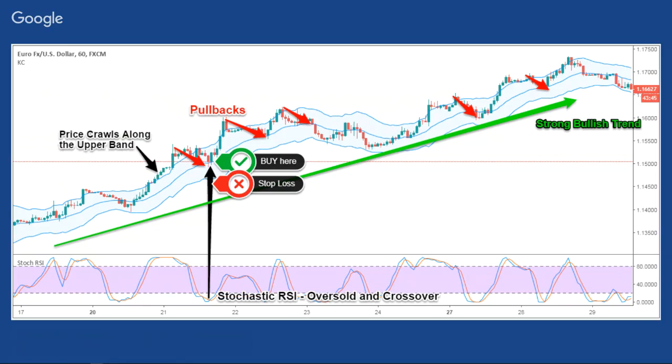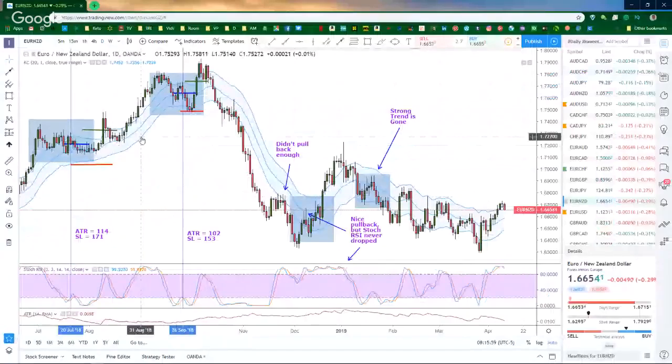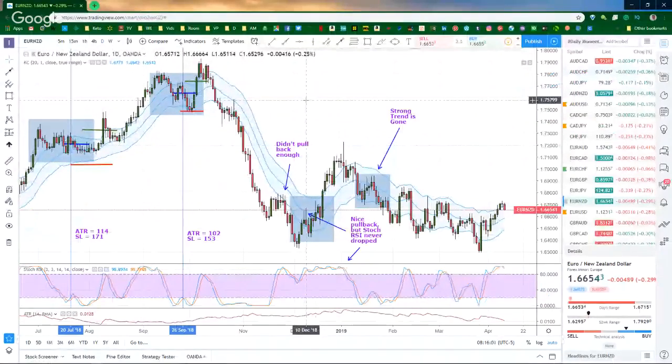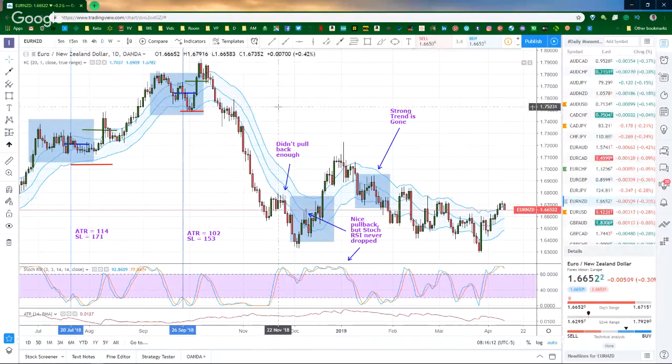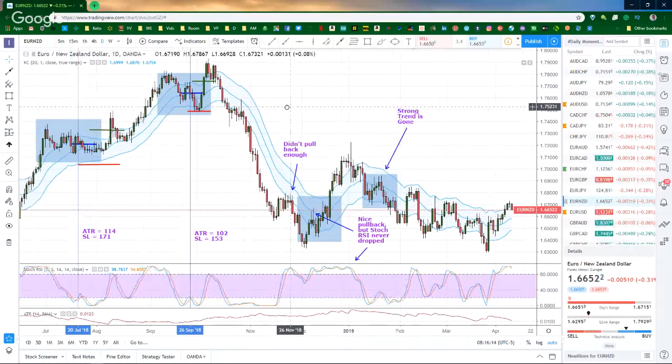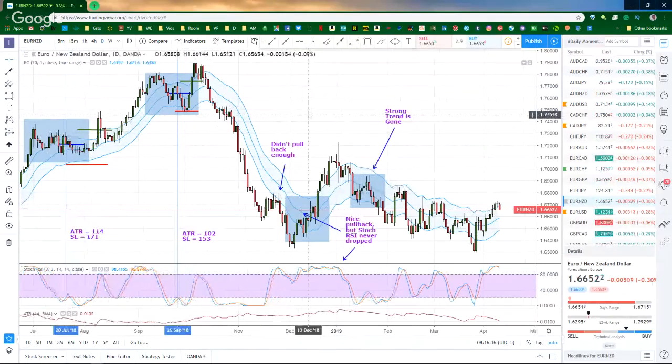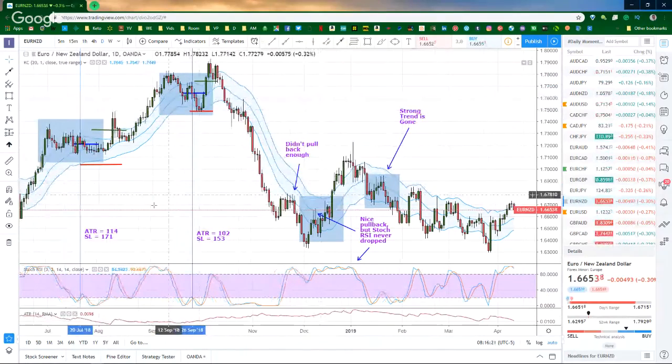Here we go. Now, I was just looking at this chart, and I did not cherry pick anything here. Well, obviously I cherry picked some trades, but not every one of them is a winner. And I don't believe in showing you just winners, because you need to know what a loser looks like too.